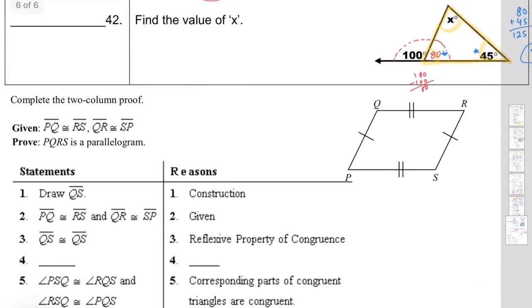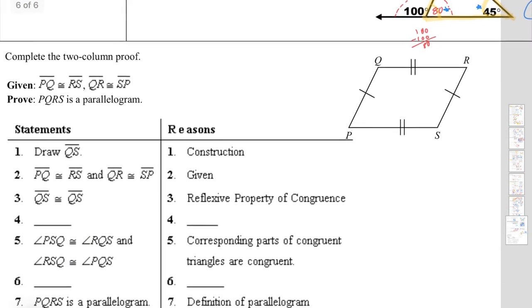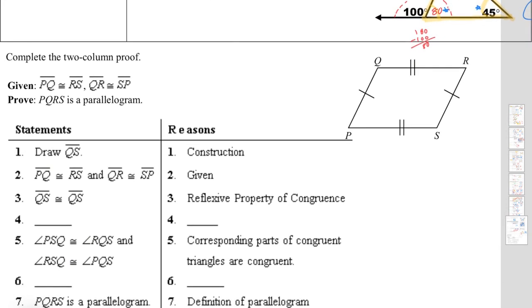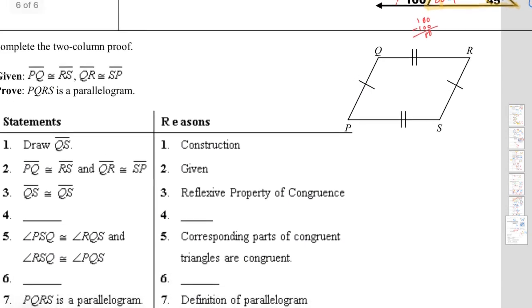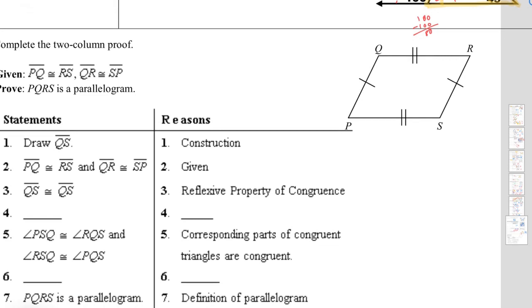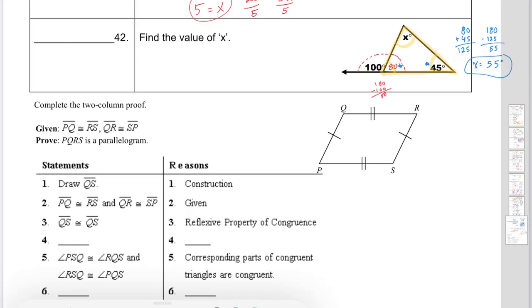Last problem, and it takes us back to proofs. So here we have a scaffold proof, so they're giving me about half of my answer. I gotta fill in the blanks. So the first thing is we draw a segment, or in this case, we draw a diagonal QS. And the next step would be to mark the diagram, but they already marked the diagram for us. They're telling you PQ is congruent to RS and QR is congruent to PS.